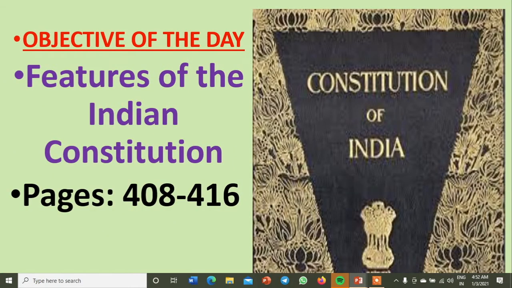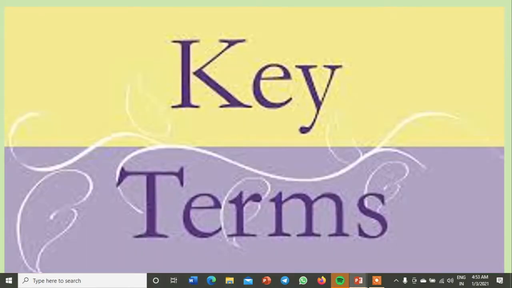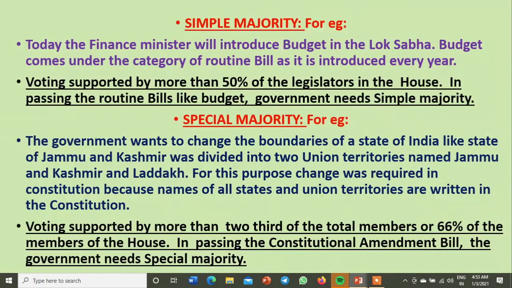And the objectives of the day are features of Indian constitution. Students, this covers your pages from 408 to 416. Now, before discussion of these objectives, I will discuss the key features with you. The first key term is simple majority. I will explain it through an example.